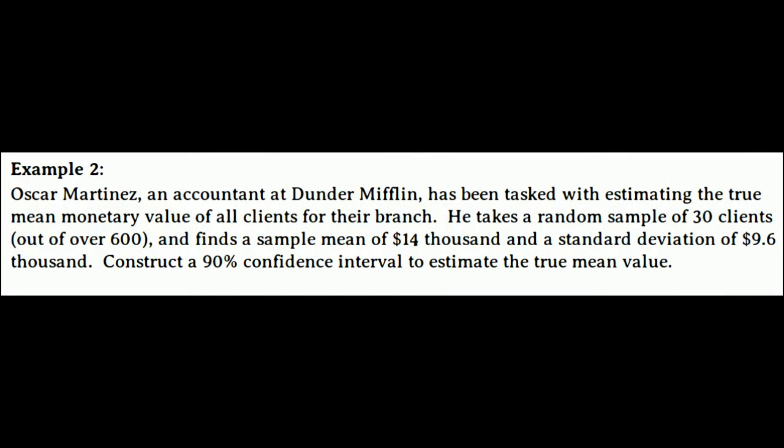Take a look at one more quick example here, and this time we won't have a set of data, but we'll have the summary statistics. So Oscar Martinez, an accountant at Dunder Mifflin, has been tasked with estimating the true mean monetary value of all the clients for their branch. He takes a random sample of 30 clients out of over 600 and finds a sample mean of $14,000 and a standard deviation of $9,600. What we want to do is construct a 90% confidence interval to estimate the true mean value.